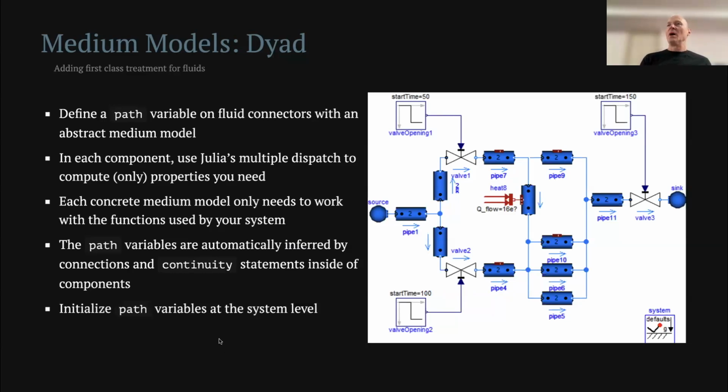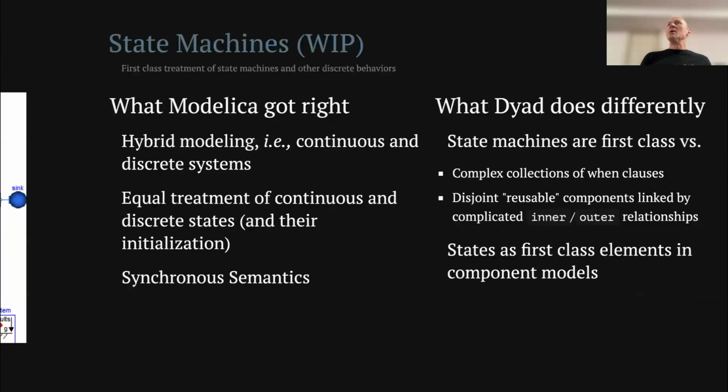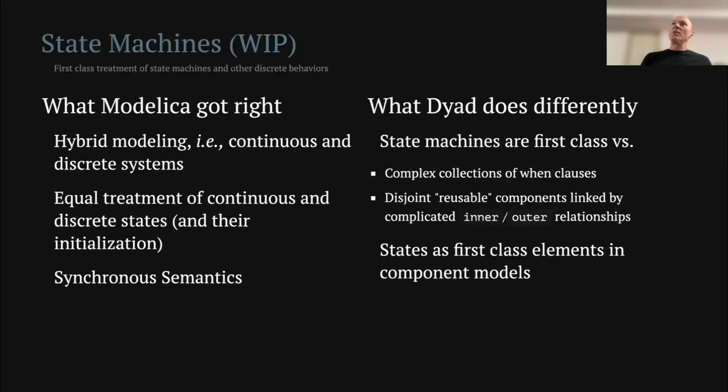And we can basically build up this whole graph and infer what the properties are everywhere. And then at some point at the top level, you just have to initialize this by connecting a particular medium anywhere in that circuit, and that'll suffice to specify what the value that should be used by all of them is.